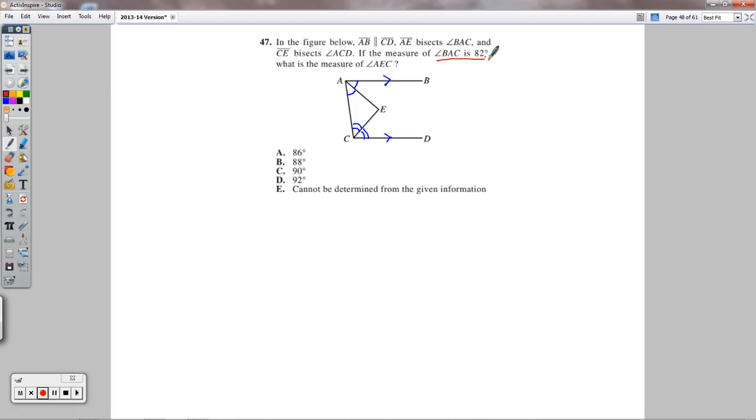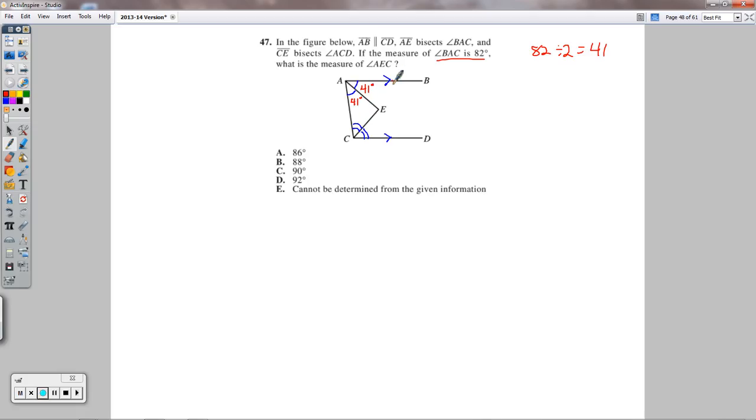So if this is true, 82 divided by 2 is 41. That's going to give me the measure of that angle right there and the measure of this angle right there. Let me make that second 41 a little clearer. There we go. So 41 degrees here and here.